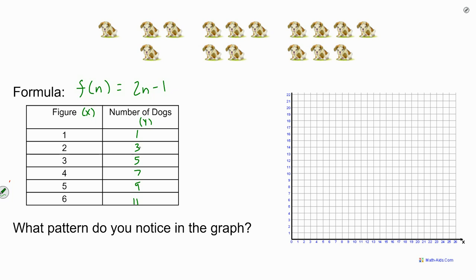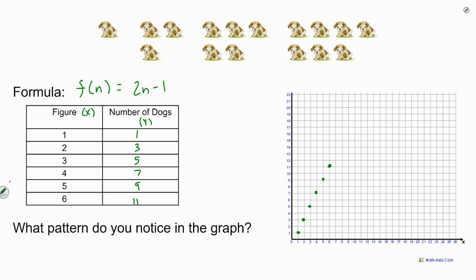For one picture, I have 1 dog, so the point (1, 1). For 2, I have 3 dogs. For 3, I have 5. For 4, I have 7. For 5, I have 9. And for 6, I have 11. So I've graphed the pattern here, and I want to see, are there any patterns in the graph?